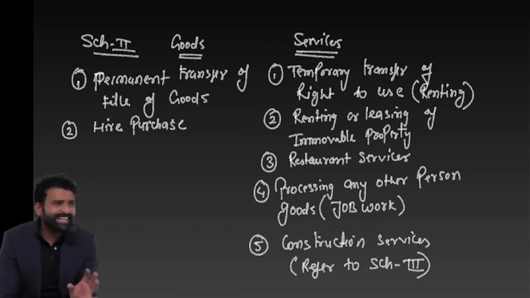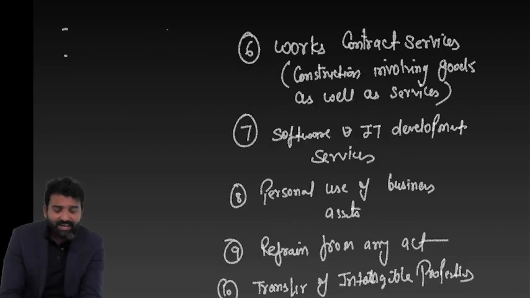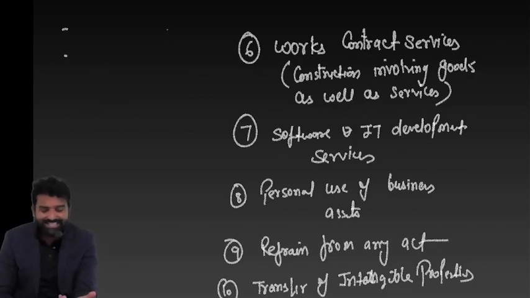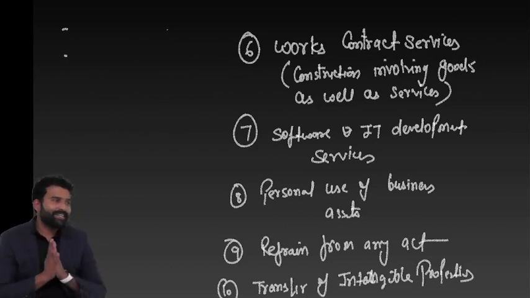They will not ask any MCQ, and just read it once: permanent transfer is a supply of goods, hire purchase is goods, right to use is a renting is a service, renting of movable property is a service, restaurant is a service, job work is a service, construction is a service, works contract is a service, IT software development is a service, personal use of business asset is a service, transfer of intangible property is a service. So this is basically the list of goods and services. So mostly our section 7 is completed.